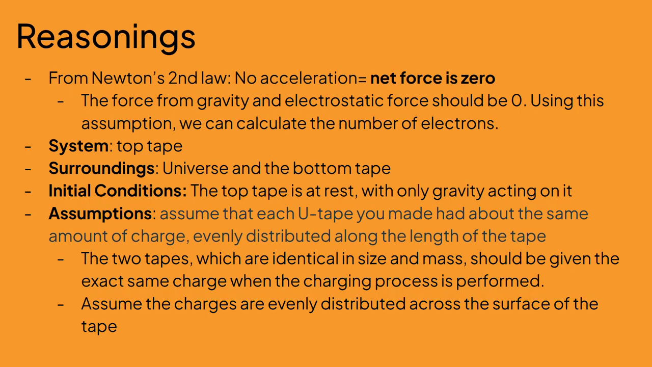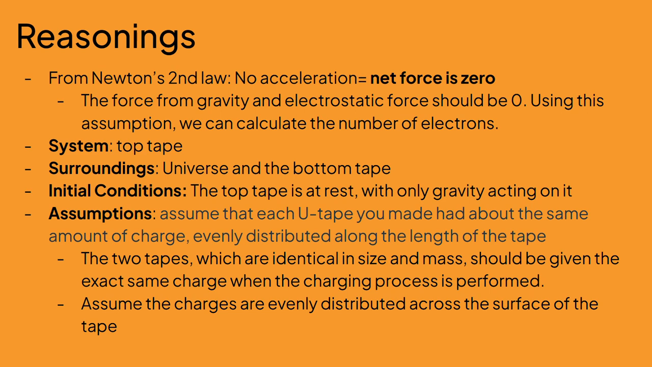Reasoning: from Newton's second law, no acceleration means a net force of zero. So this means the force from gravity and electrostatic force should cancel out. Using this assumption, we can find the charge, the magnitude of forces, and the number of electrons. The system in this case would be the top tape. The surroundings are the universe and the bottom tape.